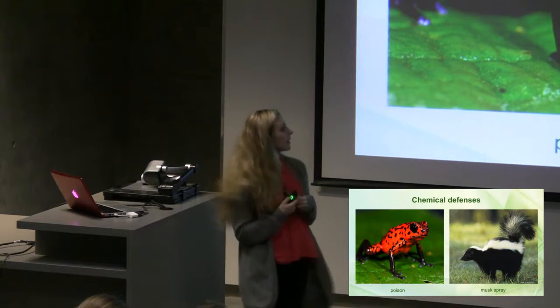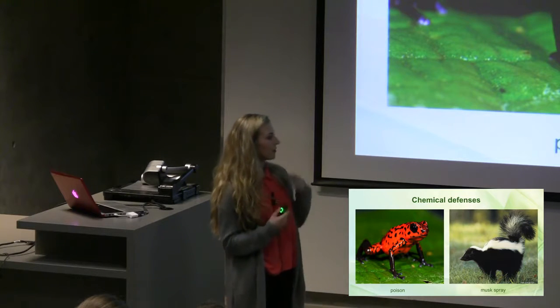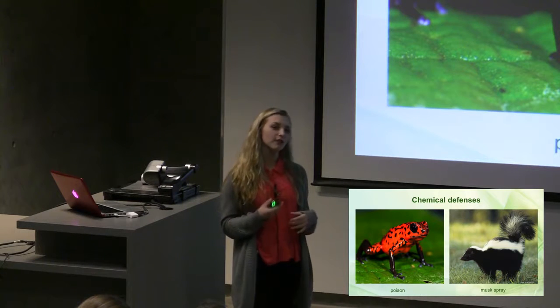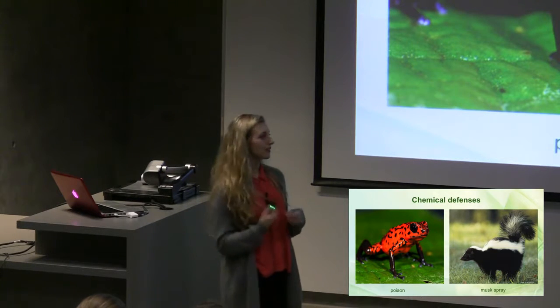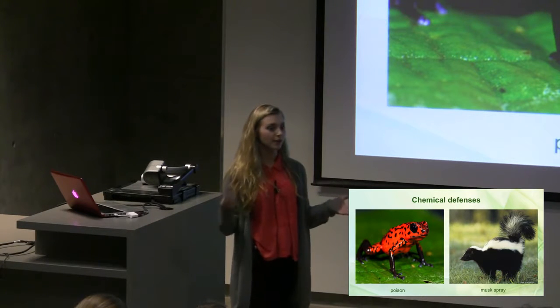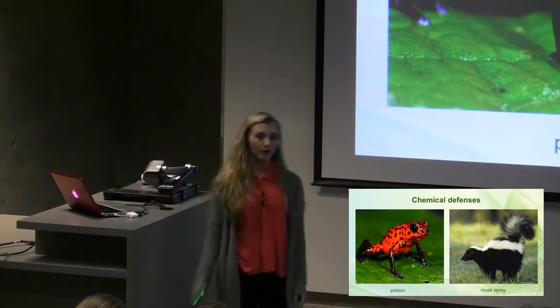And on the right, we have a skunk. Although their musk spray is not actually harmful, it's used more as a distraction. If the skunk was feeling threatened, it will spray this musk and distract its predator, and it gives them a chance to run away.